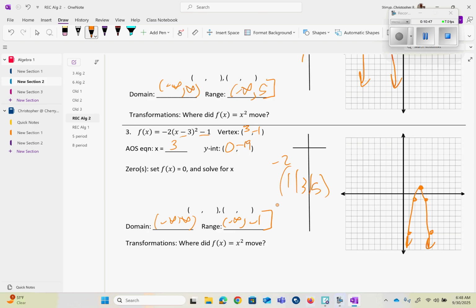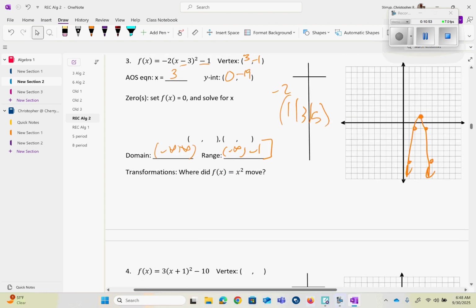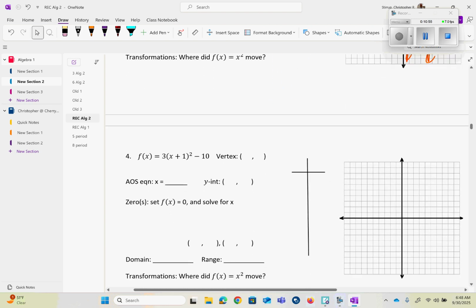So this did a right shift and a down shift, and it flipped over the x-axis, grew by a scale factor of negative 2. This one we have a vertex of negative 1, negative 10, so opposite and same. That's a 10. All right, so negative 1, negative 10 is way down here. Our axis of symmetry is going to be negative 1.